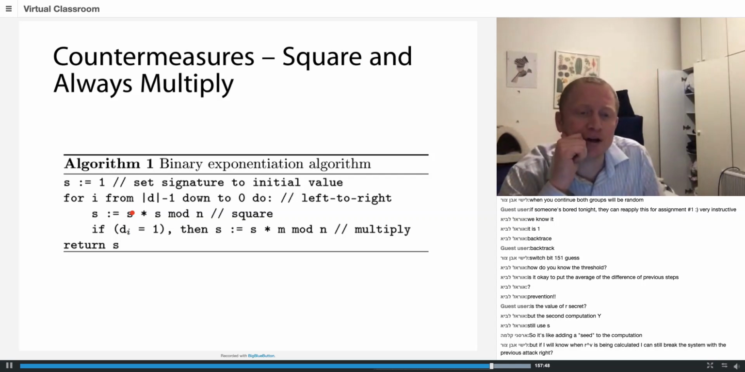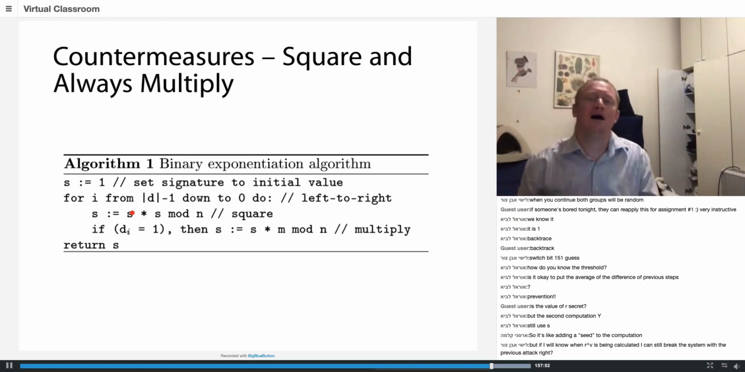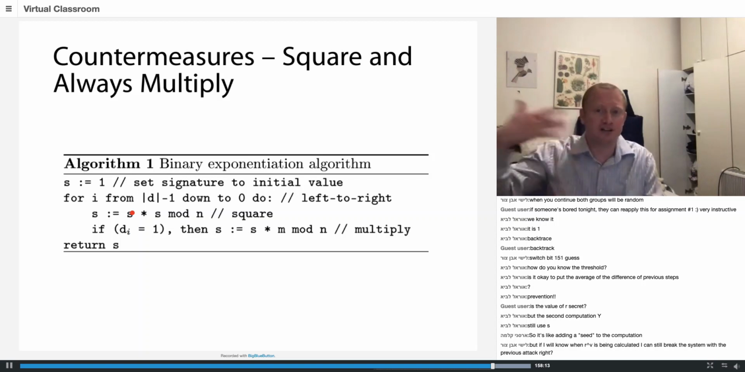If I know when r to the power of v is being calculated, if I know r, then I can break the system. If I know r, I can measure how long it takes to do r to the power of v. Recall that I didn't look at the output, the sign. I don't have to see r to the power of v. I just have to see how long it takes to calculate.